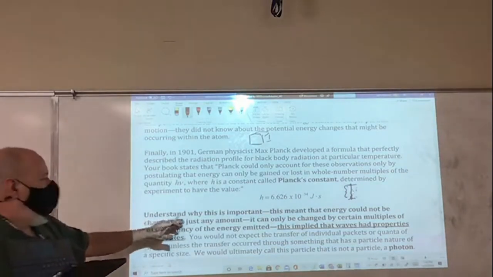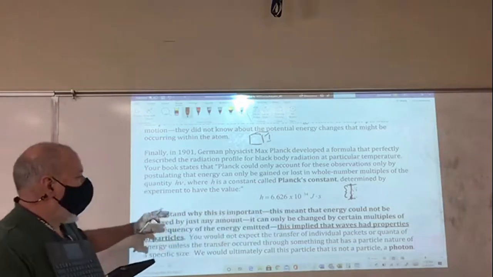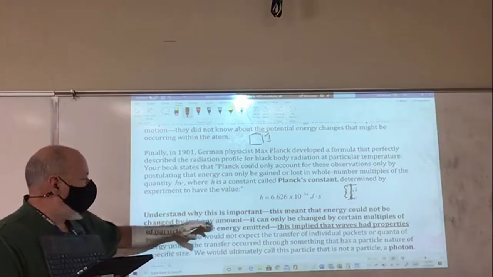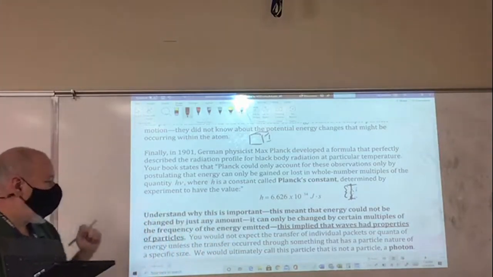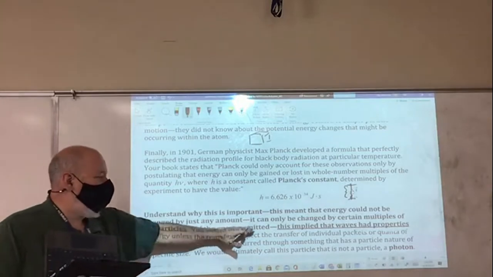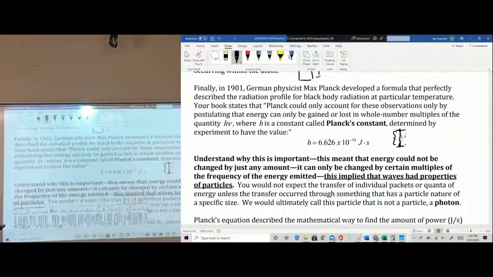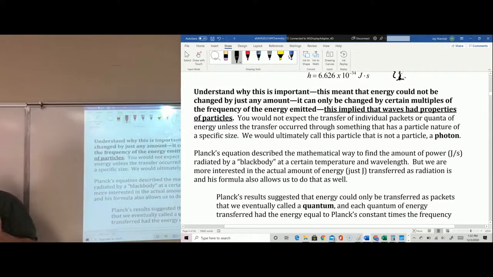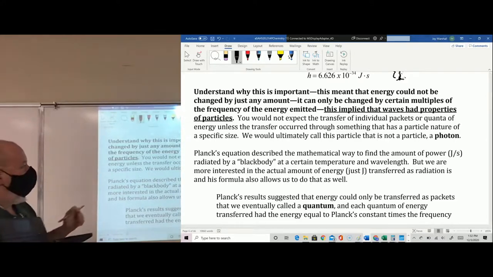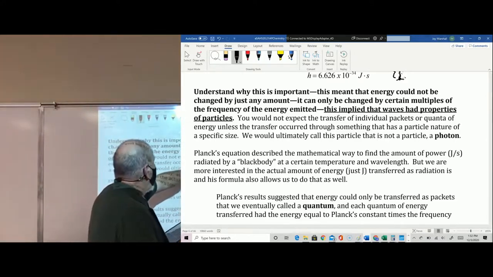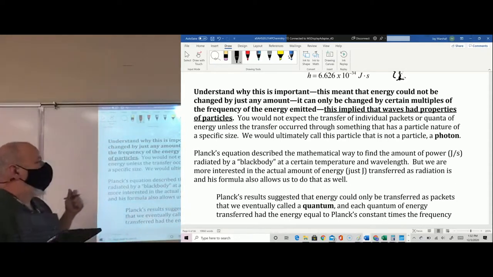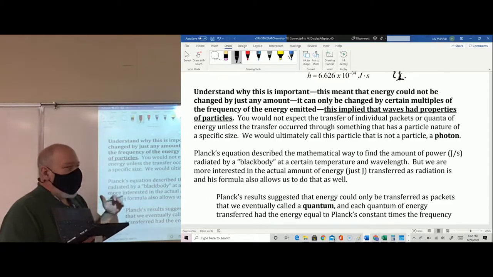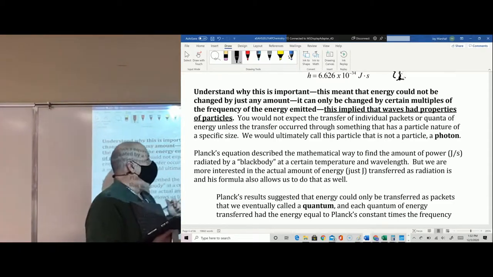Now, this is important for a lot of reasons, but one of the things that really freaked people out was this meant that energy cannot be changed by just any amount. It can only be changed by certain multiples of the frequency of the energy that was emitted, and this implied that waves had properties of particles. Now, you would not expect the transfer of individual packets or quanta of energy unless the transfer occurred through something that has a particle nature.